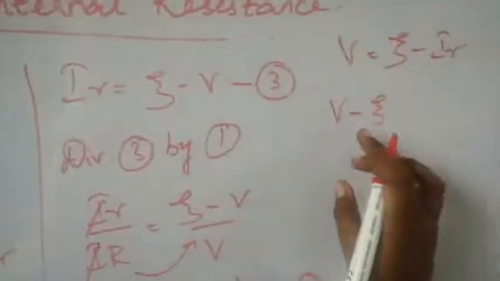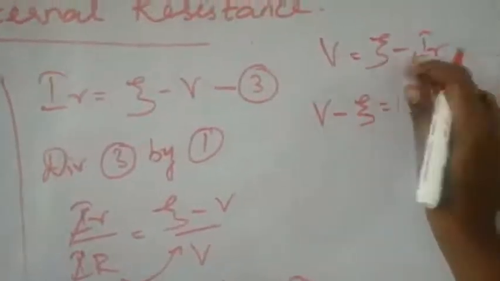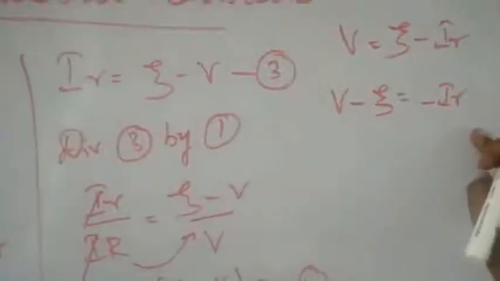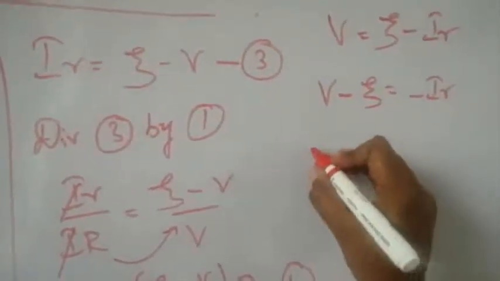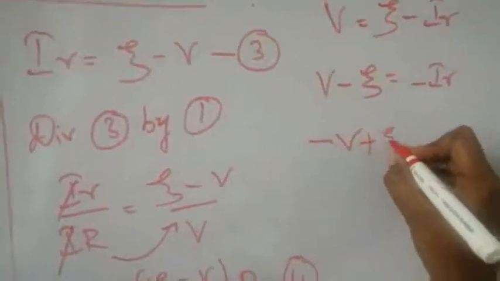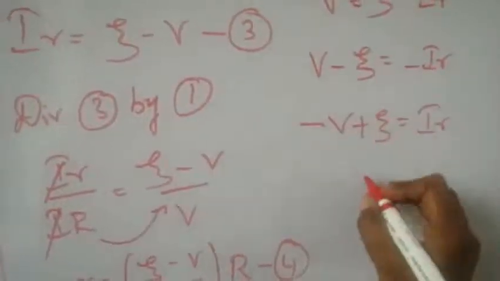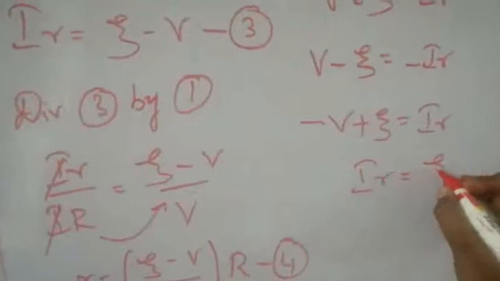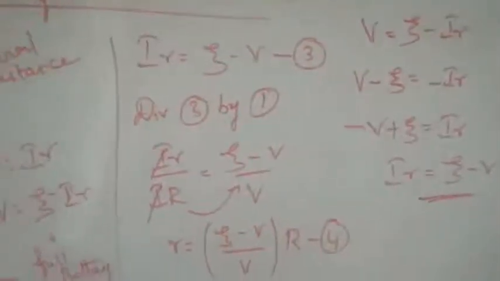When you bring it to the other side, it becomes minus psi. So V minus psi is equal to minus IR. I'm going to multiply this with the minus to remove this minus. So when you multiply that, it will become minus V plus psi equal to IR, right? So I'm rearranging this equation as IR is equal to psi minus V. So this is your third equation, right?